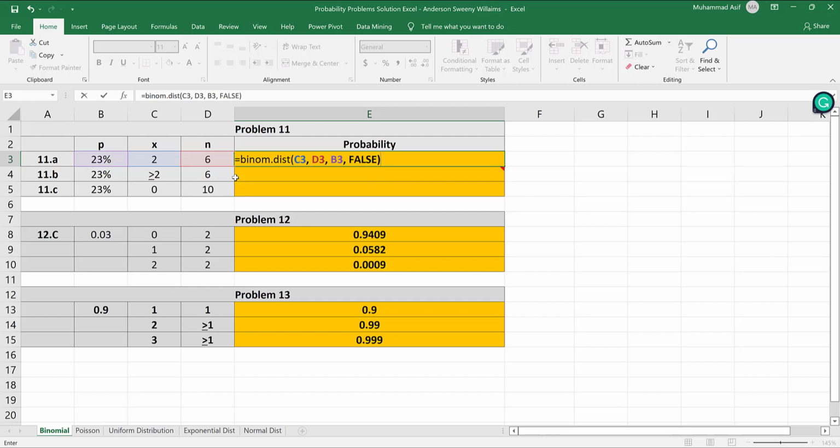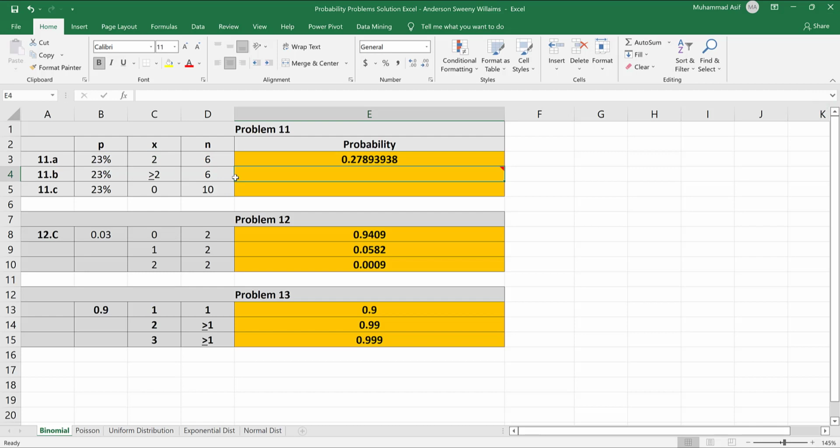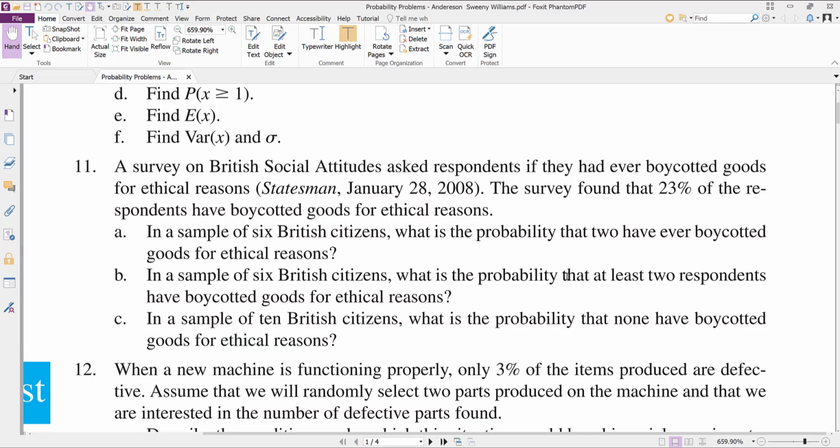And that gives a probability of 0.2789. Okay, in the next question it says what's the probability that at least two respondents have boycotted for ethical reason.